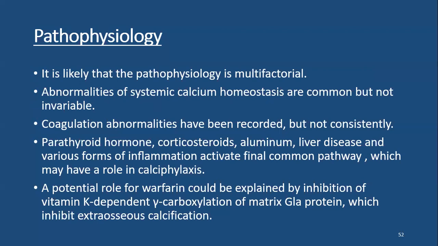Parathyroid hormone, corticosteroids, aluminum, liver disease, and various forms of inflammation activate a final common pathway which has a role in calciphylaxis. A potential role of warfarin can be explained by inhibition of vitamin K-dependent gamma carboxylation of matrix GLA protein, which inhibits extraosseous calcification. So once this protein is inhibited, then calcification is promoted.